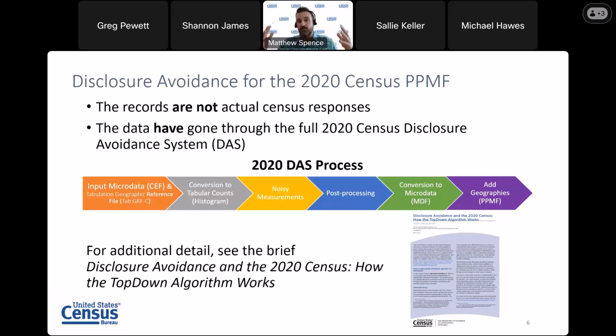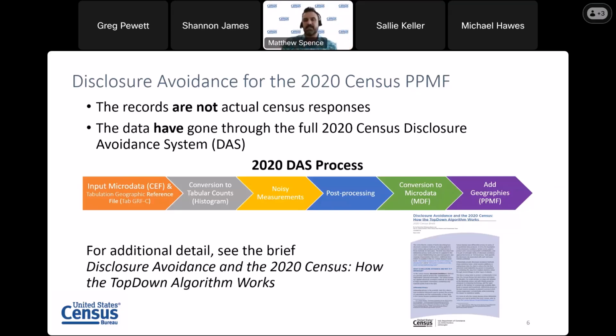And then finally, we add on those geographies again to provide the most user friendliness for individuals who might want to do tabulations for, for example, voting districts or zip code tabulation areas, or American Indian areas or something like that. So that's the basic process. And the reason I'm highlighting this is because there's a question of, well, what is this PPMF?